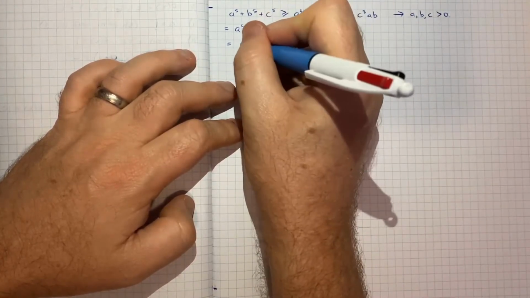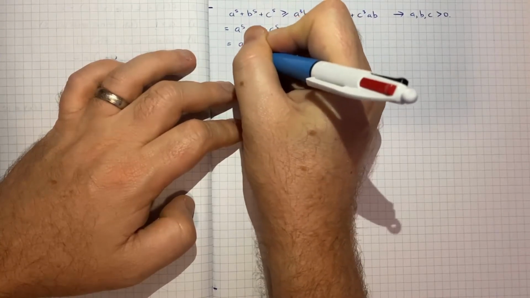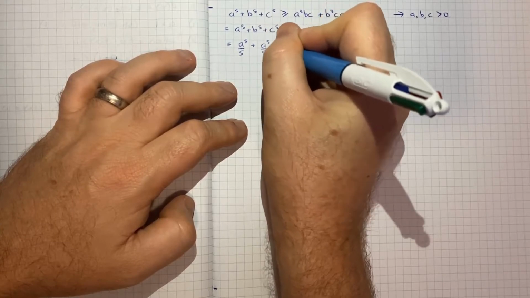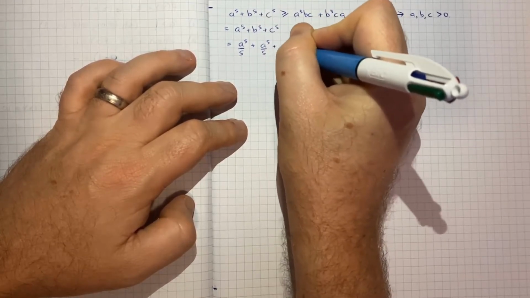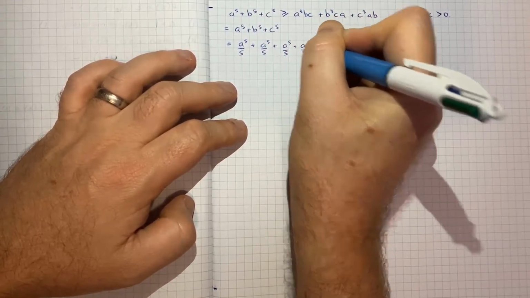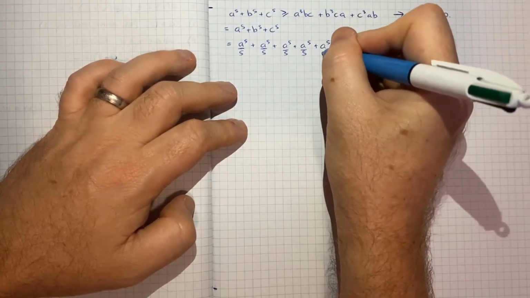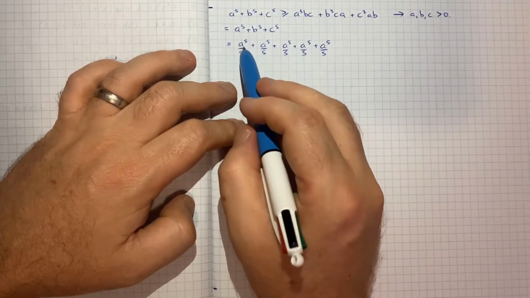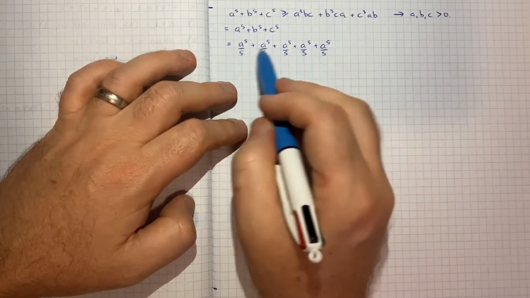So we'll get A to the 5 on 5 times. So plus A to the 5 on 5, plus A to the 5 on 5, plus A to the 5 on 5, plus A to the 5 on 5. So hopefully you see we haven't changed anything. We've just divided it by 5 and added it up 5 times.